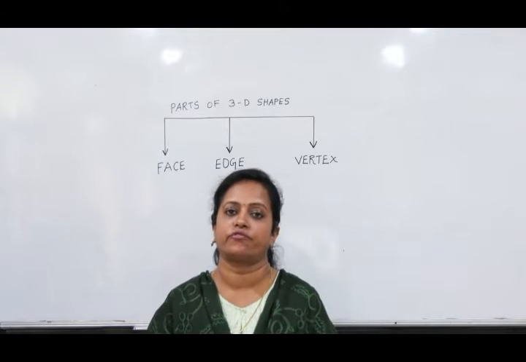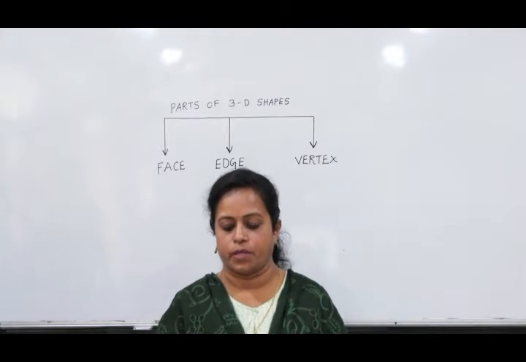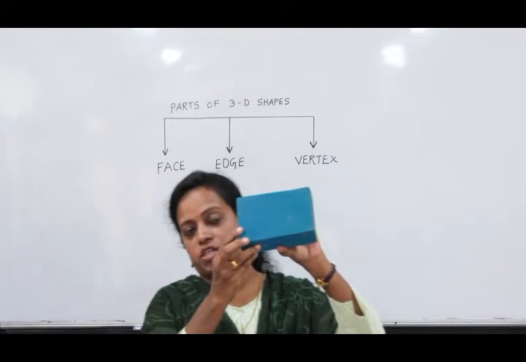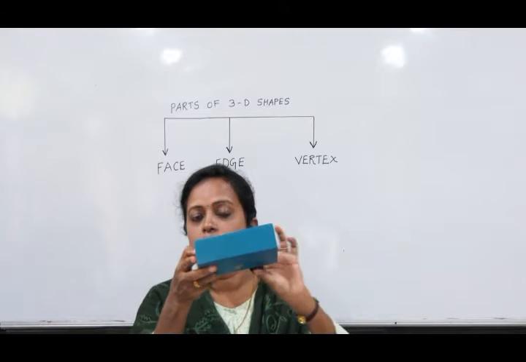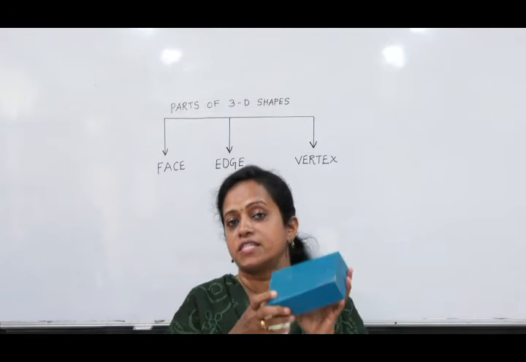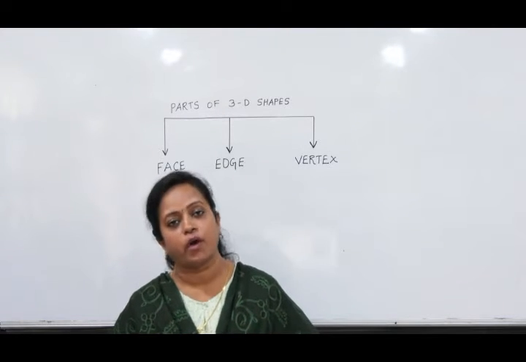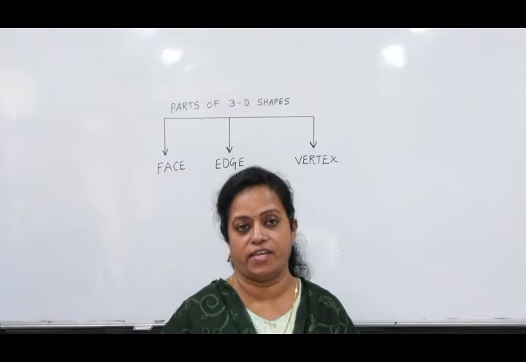Before learning about the different types of three-dimensional shapes, let me first introduce you to the basic parts of the 3D shapes. As I told you, this is a shape of a cuboid. This is a cuboid. Now, the first part of the 3D shape that you have to understand is the face.